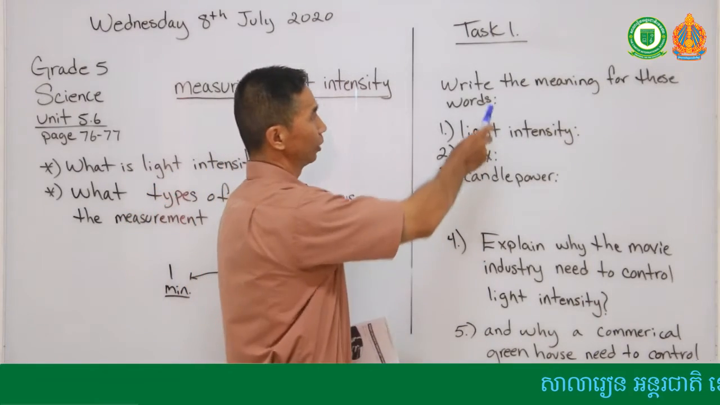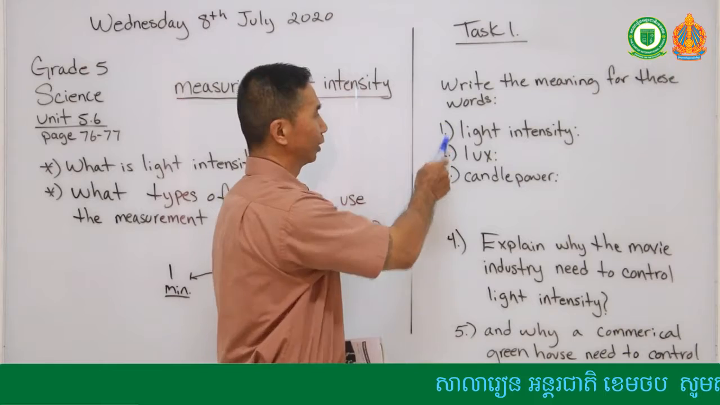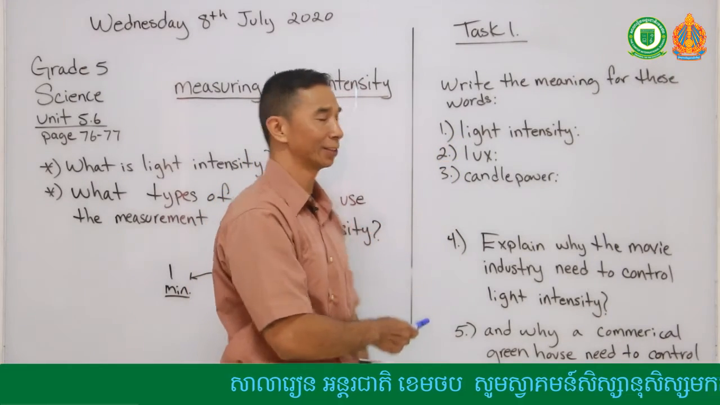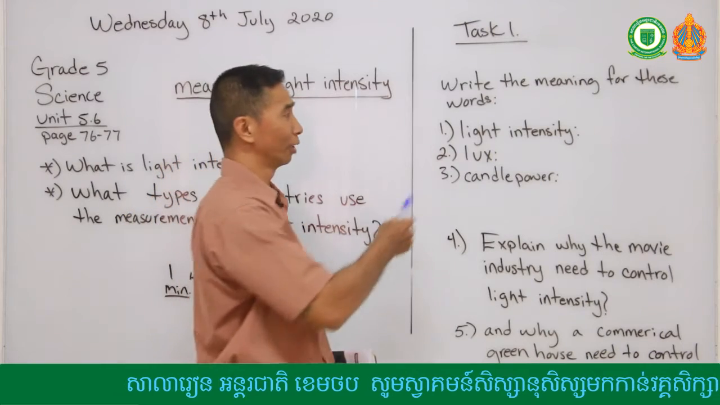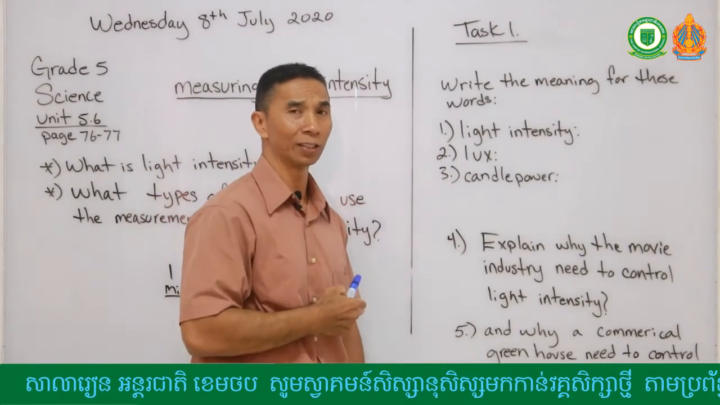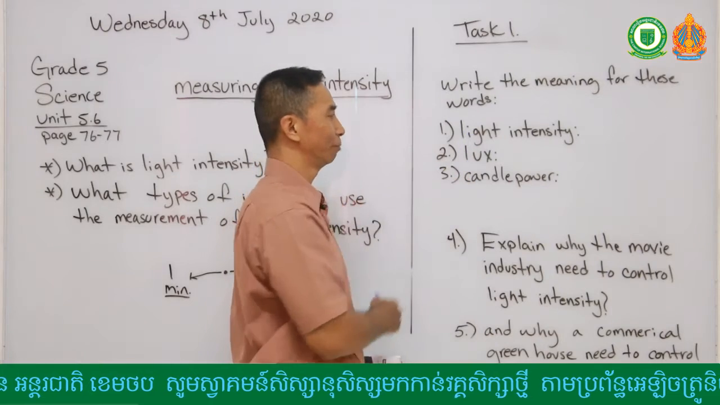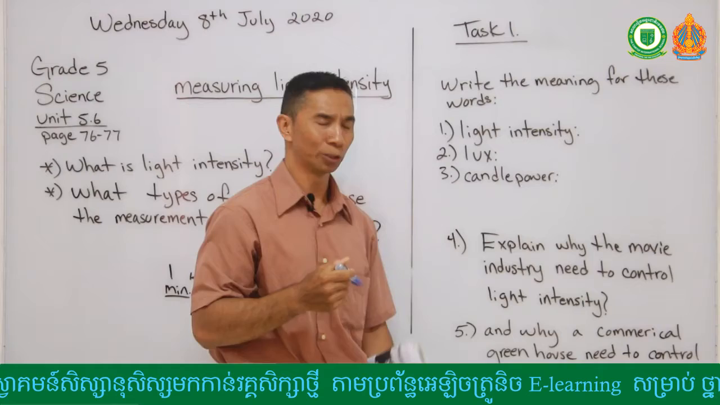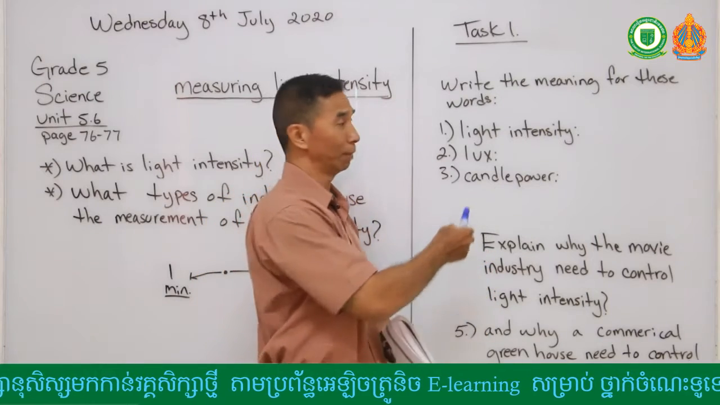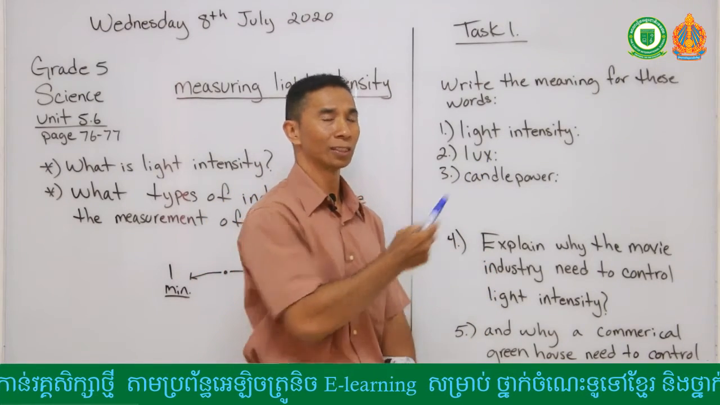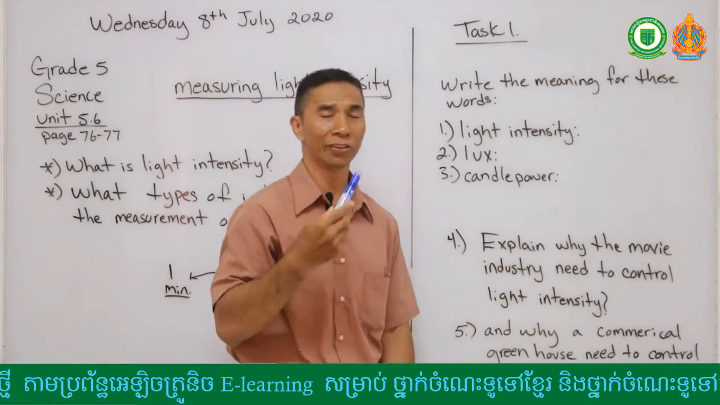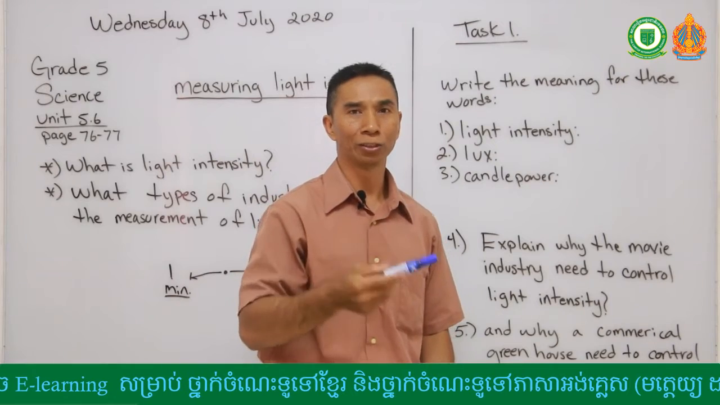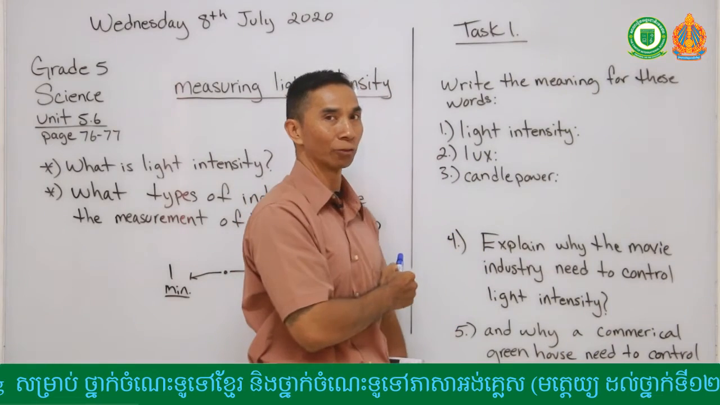For your first task, I want you to write the meaning of these 3 words. The first word is light intensities. We have explained that earlier in the video. Now I want you to write in your own words what light intensity means. And for number 2, the word is lux. I want you to read the text and try to come up with the meaning of lux. What does it mean? What does it represent? And if you have any questions about the word lux, ask me and I will guide you to find the correct meaning.